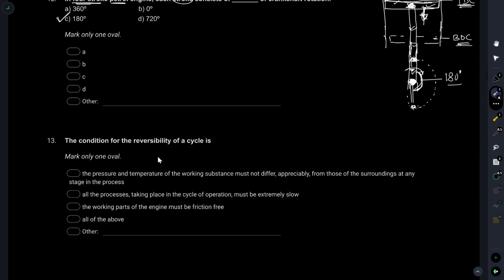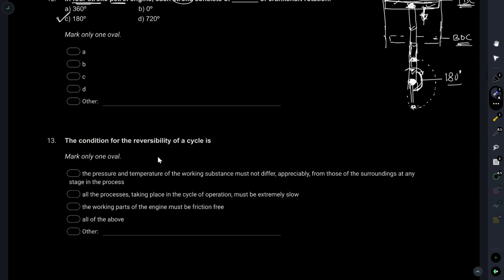So what I told is that the initial condition of the system can be regained by the same path without affecting the condition of the system and surroundings. That is known as a reversible process. To do so, we have to maintain the pressure, temperature and all these equilibrium conditions, right? And if we try to maintain all these equilibrium conditions, then all the processes must be very slow. That means it will be quasi-static. Quasi-static processes are very slow processes.